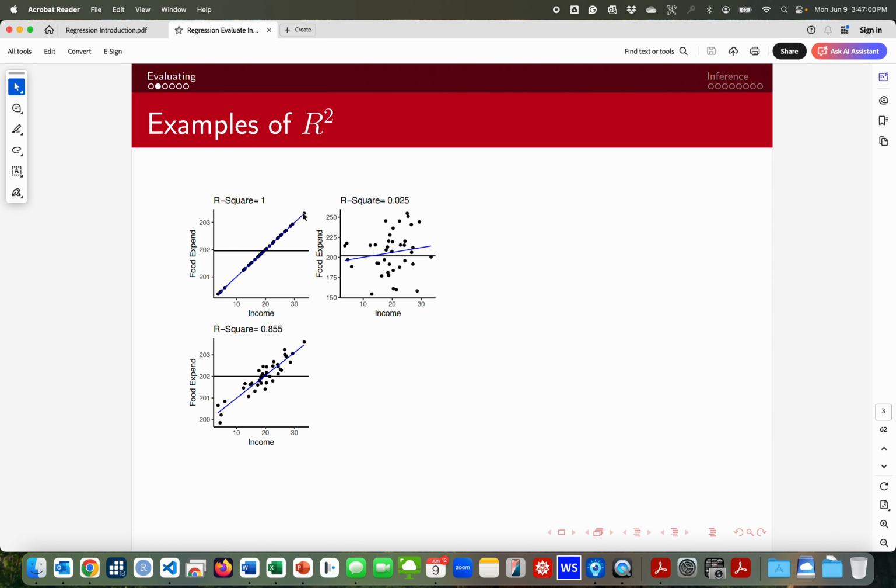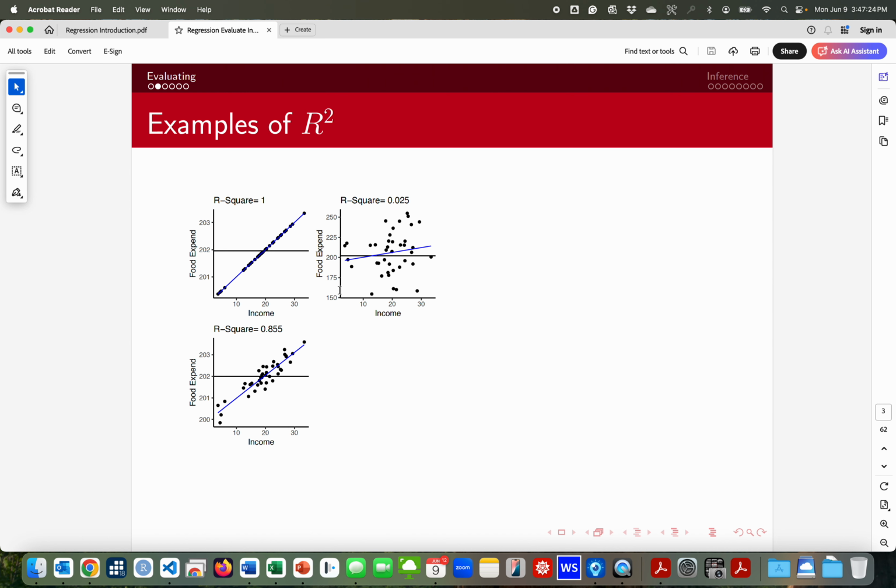Notice all of the points fall directly on the line. So the line that we have estimated goes precisely through every single point. So the total variation is exactly the same as the explained variation in this example. So we get an R-square of 1 because the line that we have estimated has perfectly predicted every single point that we observe.